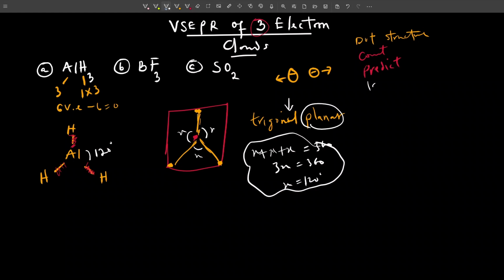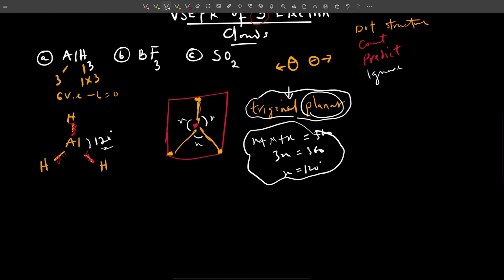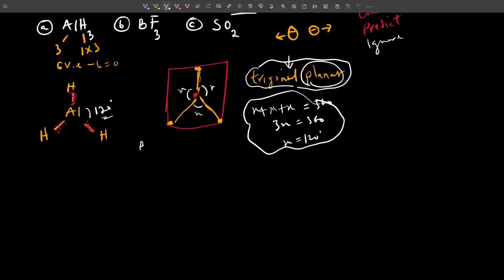And the last step says you should ignore the lone pair on the central atom. If you look at the central atom, there's no lone pair on it, so there's nothing to ignore. That means the geometry of AlH3 is also trigonal planar with a bond angle of 120 degrees. Let's look at BF3.